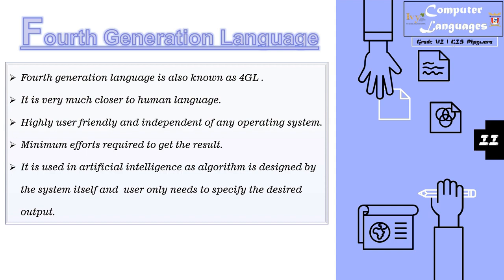No change at all is needed in the programming language, and due to these features, it is most widely used in artificial intelligence these days. And the best example for this is the database language known as SQL.